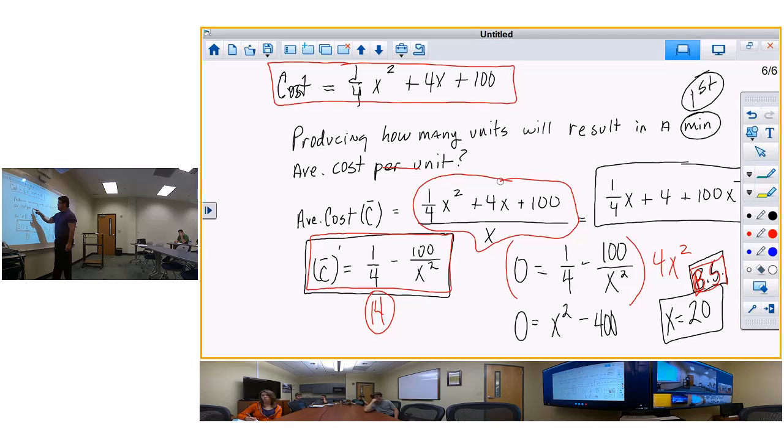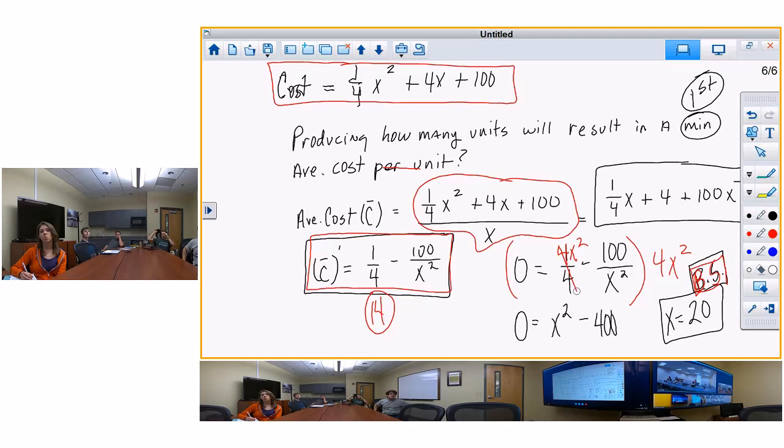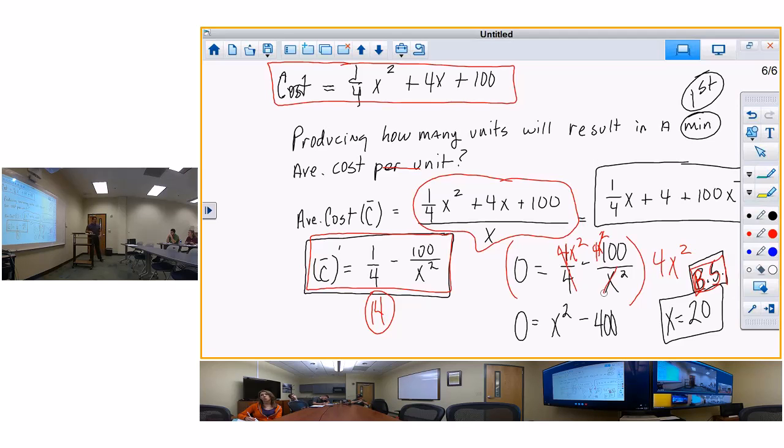What happens if you're 4x squared? How'd you get the x squared minus 400? Okay, well, 4x squared times 0 is 0. 4x squared leaves x squared. 4x squared, the x squareds cancel. 4 times 100 is 400. Oh, I got you. And don't worry, that's an algebraic question.